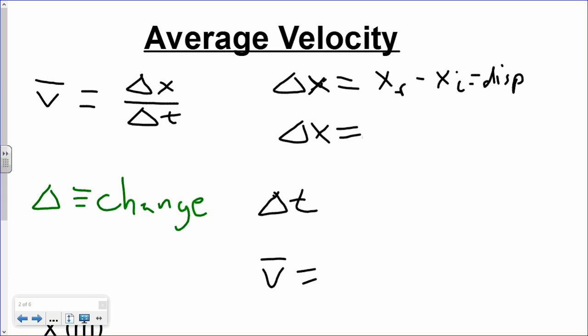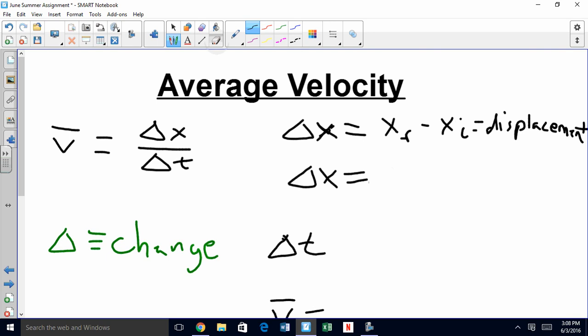Because x final could be bigger or smaller than x initial, this could be positive or negative. And because it can be positive or negative, it's a vector. Oops, I guess I was going to write that down there. I don't need that line then. So delta x is a vector.